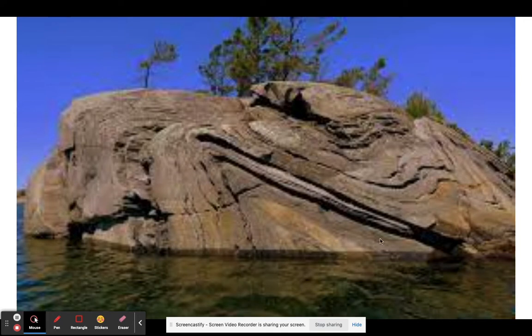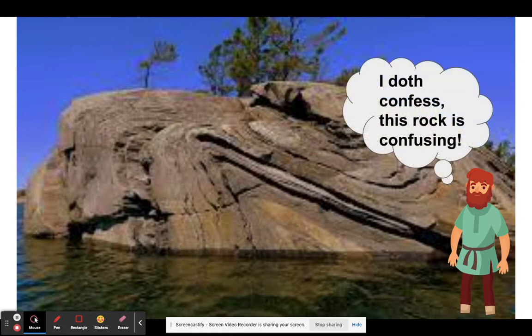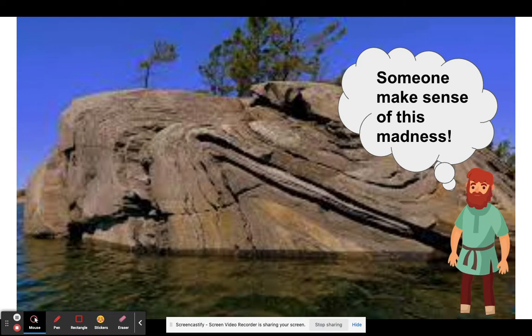Long time ago, if you were a humble English peasant like this gentleman and you saw a rock that looked like that, you would probably be amazed and confused because you would have no idea how rocks could look like that or what events caused them to look like that. And you would hope that to solve your confusion, someone would come along and make sense of the madness.